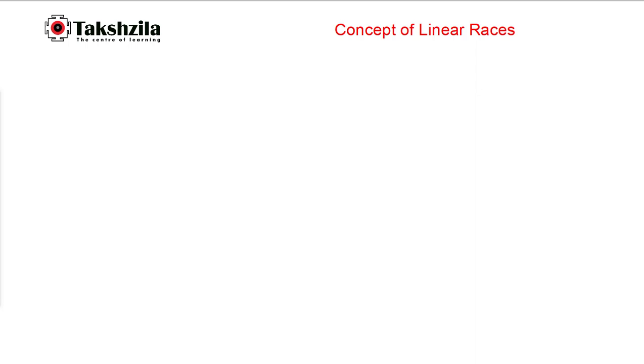Hello everyone. In this video we are going to learn how to interpret commonly used statements in the questions of linear races. So let's start with this. Let's assume that the distance of the race is 1000 meters. The first statement is, let's say, A beats B by 80 meters. Now how to interpret this statement?